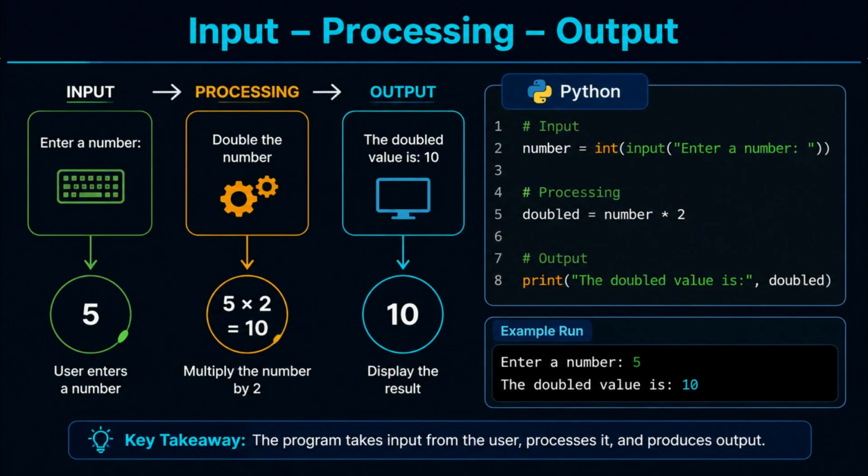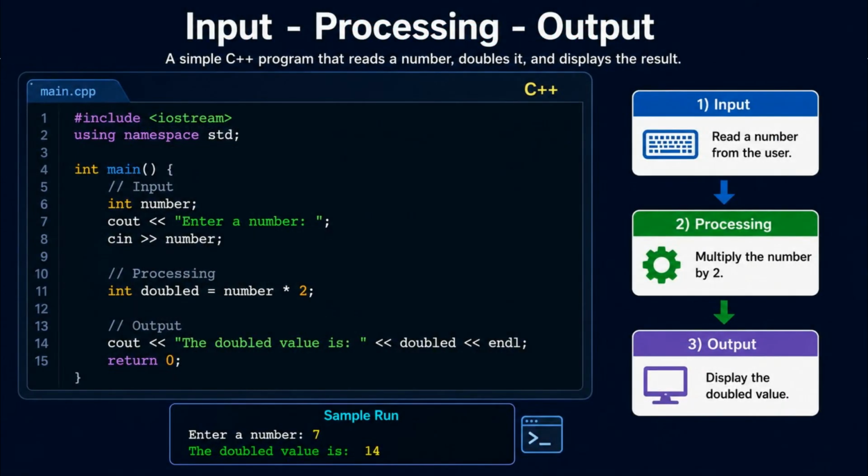It takes a number from the user as input, doubles it during processing, and prints the result as output. Notice how the comments mark exactly which part of the code handles each of the 3 steps. Here's that same doubling program written in C++. Same 3 steps, same logic, different syntax.